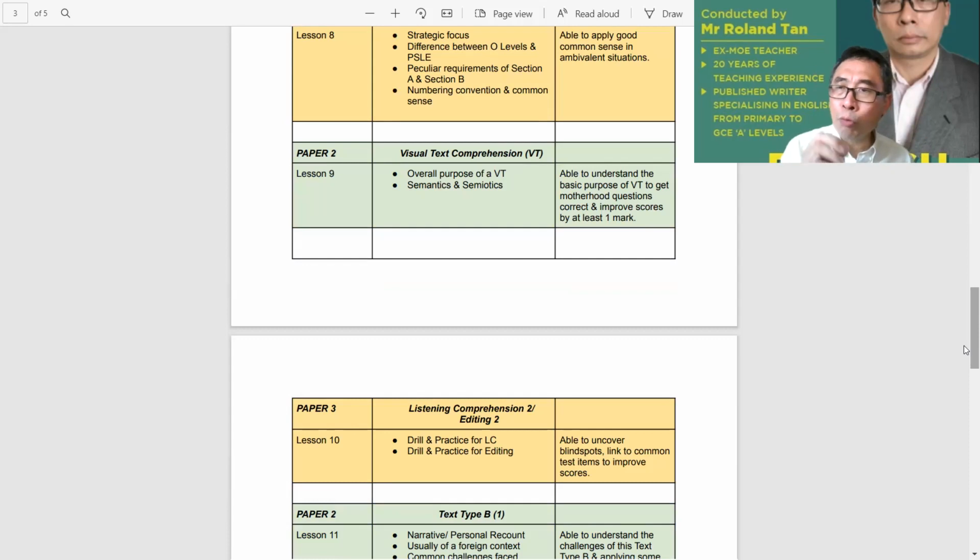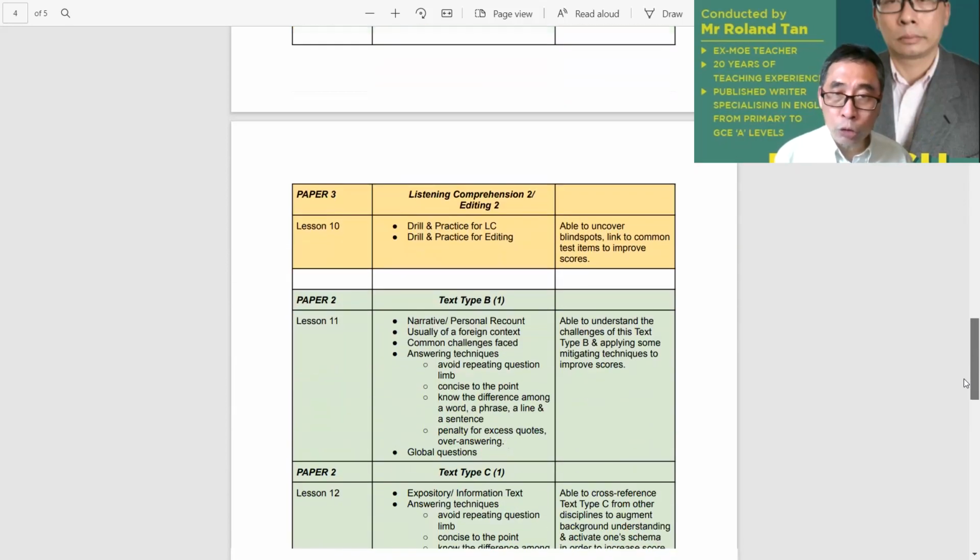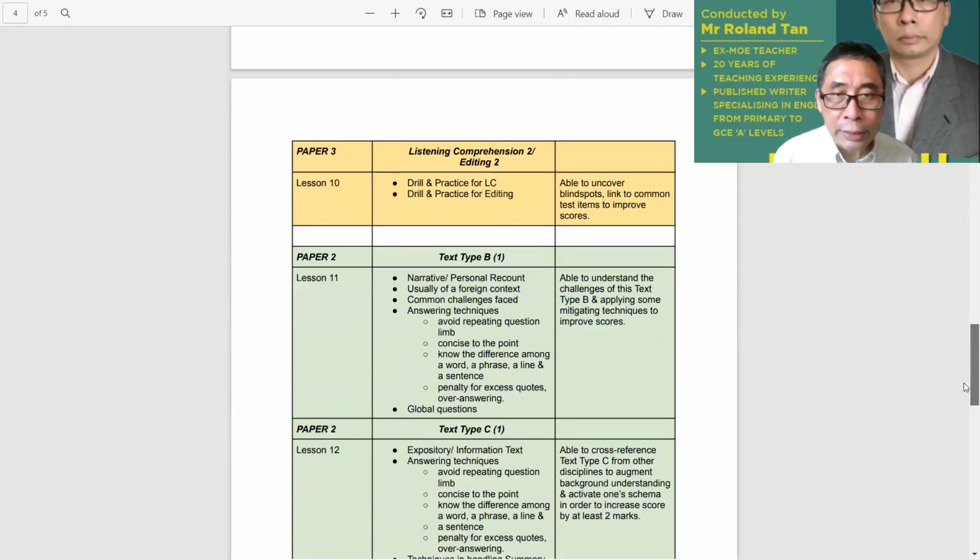The use of both words and imageries features very prominently in any visual text. The learning outcome is for students to be able to understand the basic purpose of VT, to get those motherhood questions correct and improve scores by at least 1 mark. Then we switch back to paper 3. In lesson 10, you'll do drill and practice for your LC.